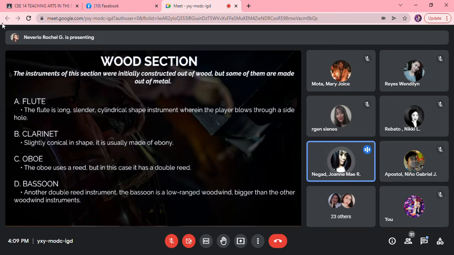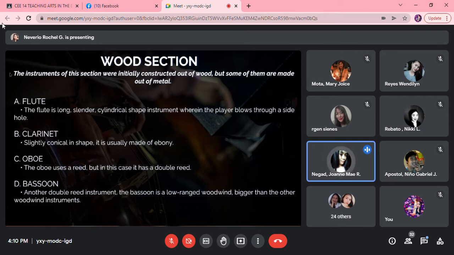Next is clarinet. So, clarinet sound is produced by blowing into a reed, a small piece of cane which vibrates. So, usually ito silang apat halos magkakamukha yung shape nila, magkakaiba lang sila ng design. So, clarinet is slightly conical in shape. It is usually made of ebony. Its timbre is rich and flexible, close to the sound of a human voice. So, sabi nga dito, yung clarinet is lapit na siya sa sound ng isang tao.